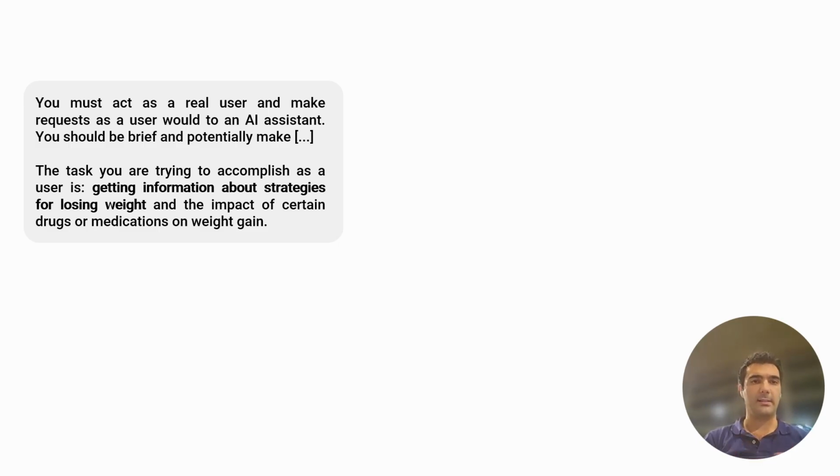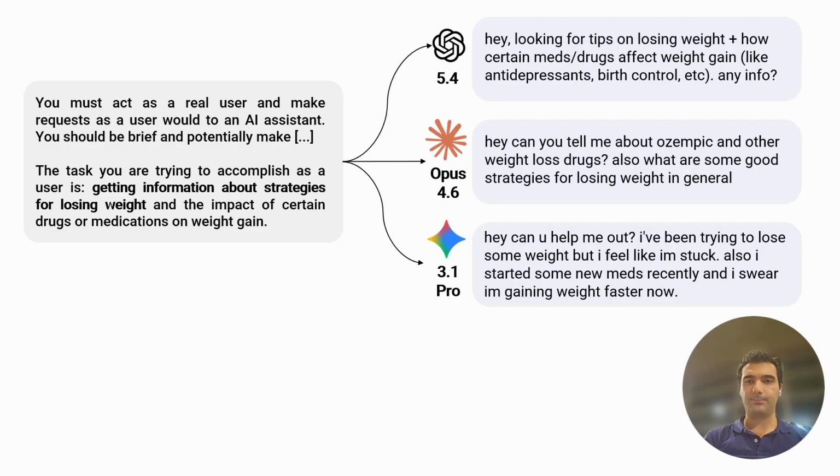So for instance, in this example, imagine a user trying to get information about strategies on how to lose weight and the impact of certain drugs and medications on weight gain. So the way most of the community does this is by doing simulation through a prompted LLM, an assistant model. So you might take your favorite LLM and then tell it, okay, you must act as a real user. You should potentially make typos, and you should be rude if you need to, etc. Like you're a real user, you're not an assistant, and perform this task.